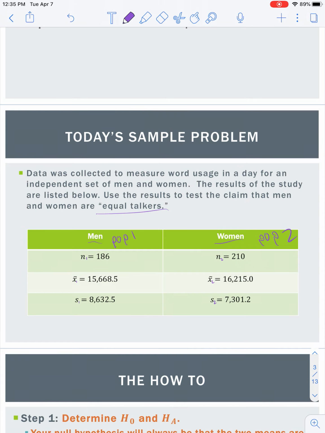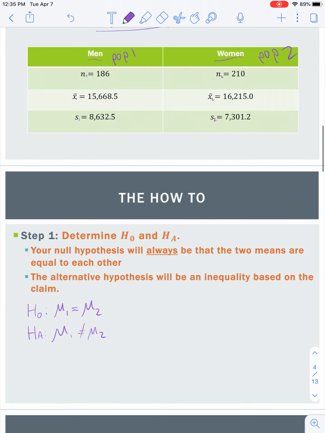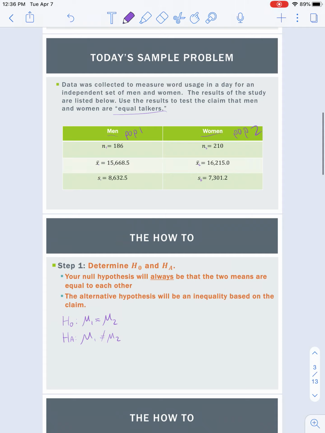We're going to test the claim that men and women are equal talkers. So when we get into our hypotheses and we're dealing with equal talkers, that means we're not suggesting that one talks less or more than the other. So the only alternative hypothesis that we have here is to say that they're not equal to each other. If we don't have a claim of greater than or less than, we have to just say that they're not equal to each other. Okay, so that's what I've said as my alternative hypothesis. I've said that it is not equal to.